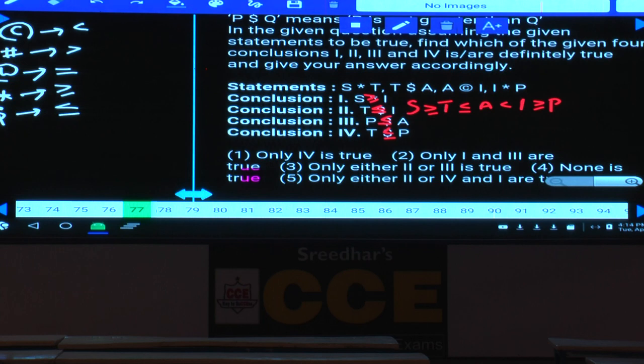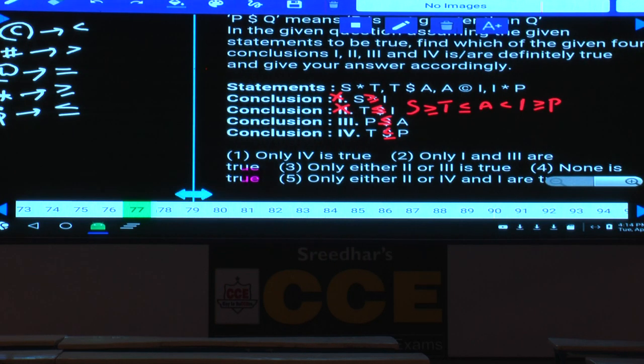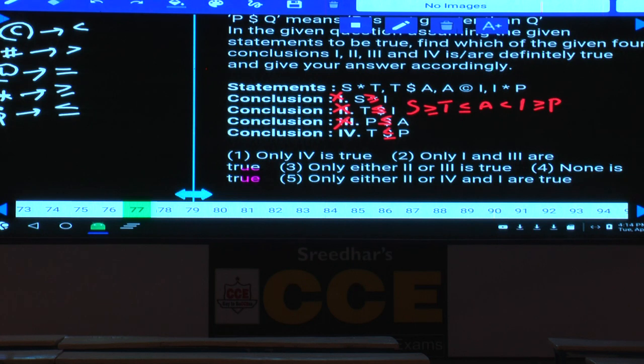Now the relation between S and I: between these two, one greater than, one lesser than, two opposite symbols, this is false. And the second one, the relation between T and I: lesser than or equals to lesser than, T lesser than I is true, equal to I is false. And P and A, between A and P, one lesser than, one greater than, this is also false, two opposite symbols. Between T and P, there is one lesser than and one greater than. This is also false. Hence, none of the given conclusions is true. Choice 4 is the answer. And 77, it is choice 4.